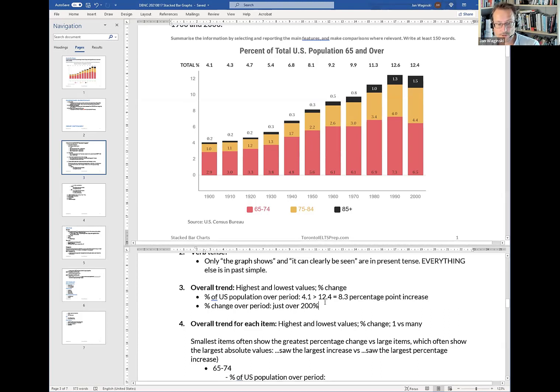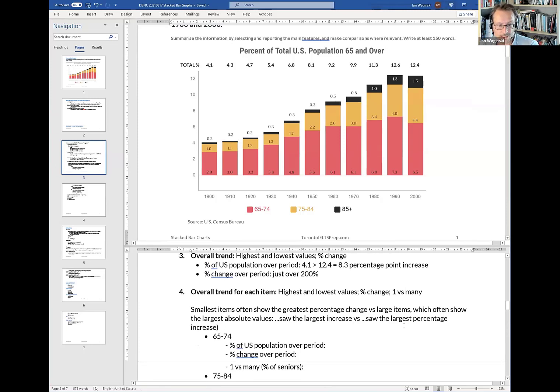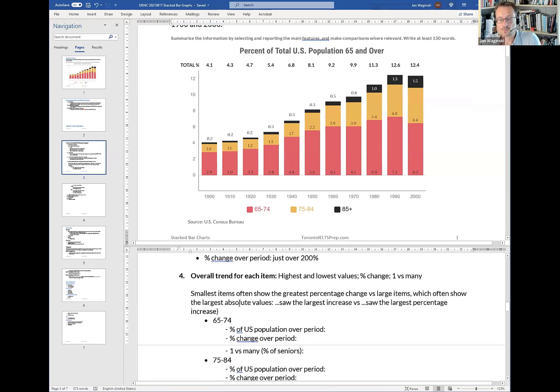Now let's look at the overall trend for each item. We'll look for the highest and the lowest values, we'll look at percentage change, and we'll look at some kinds of relationships that often come up. I'm going to call this one versus many relationships. The reason you want to do this is that smallest items often show the greatest percentage change, while large items often show the largest absolute values.